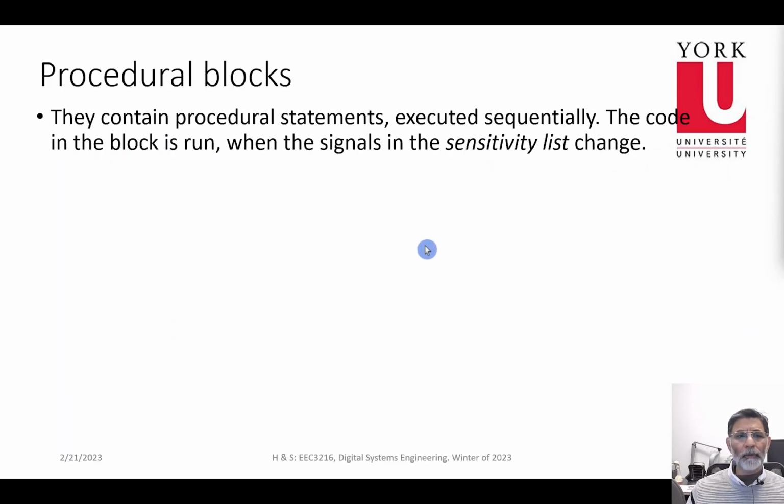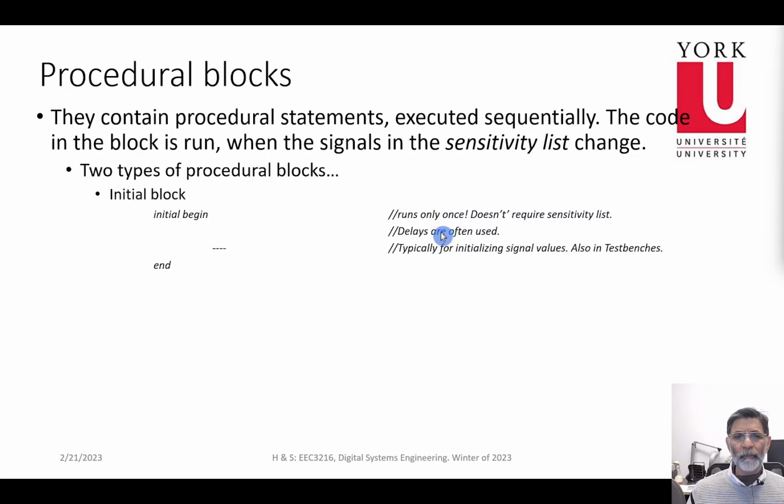So now we're going to talk about procedural blocks. They contain procedural statements which are executed sequentially, very similar to other programming languages. The code in the block is run when the signals in the sensitivity list change. So there are 2 types of procedural blocks. Initial block, which I just showed you in that test bench also, runs only once and doesn't require any sensitivity list. Delays are typically used for initializing signal values and in test benches, like you saw there.